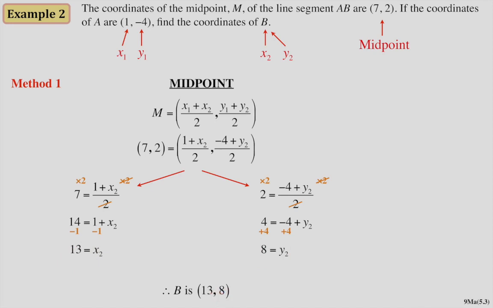This is a trickier question. Normally, you know the 2 endpoints and you've got to find the middle point. This is where you know the middle point and one endpoint and you're finding the other endpoint. So it's a bit trickier.